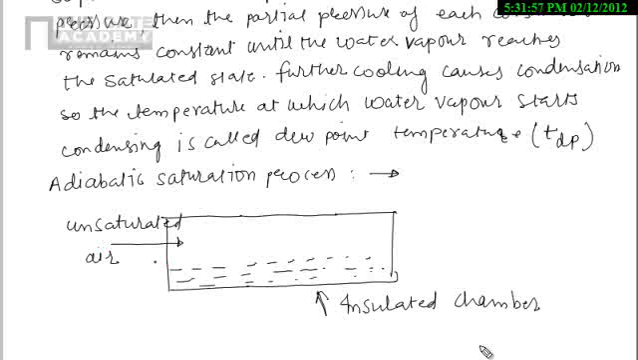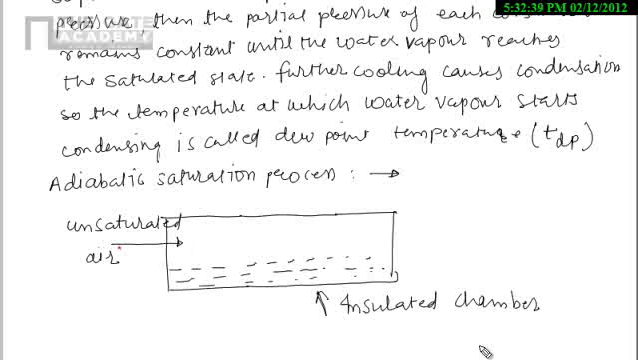So when this unsaturated air passes over the water in the insulated chamber, some of the water will evaporate and go along with the air. It means the specific humidity of the air will increase. The energy required for this evaporation is given by the air. Equilibrium will be reached when the energy given by the air is equal to the energy required for evaporation.